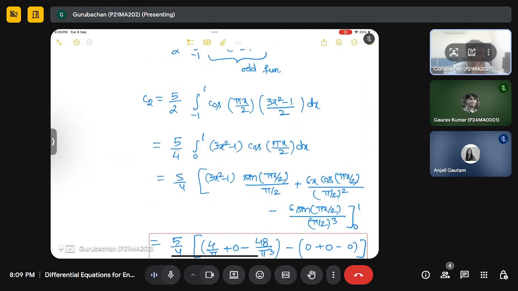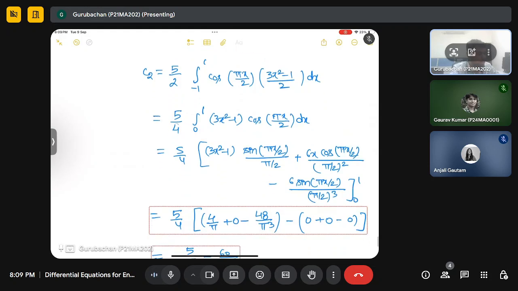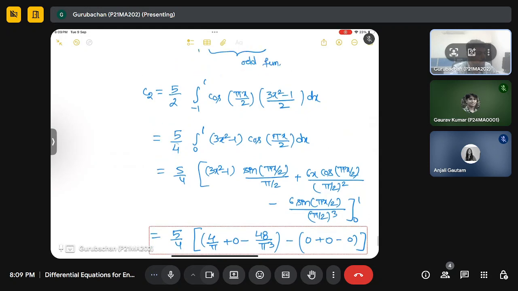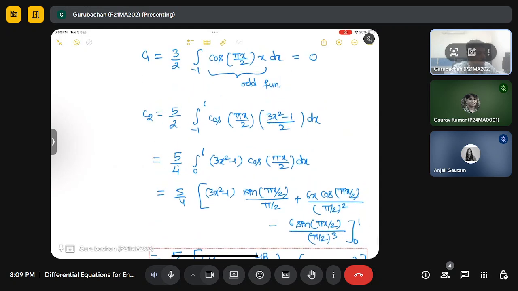Let me check it. So it's about (3x^2 - 1)/2. So it's about 3x^2, since the 3x^2 by 2. So we know that (2n+1)/2. So this will be, just a second please.